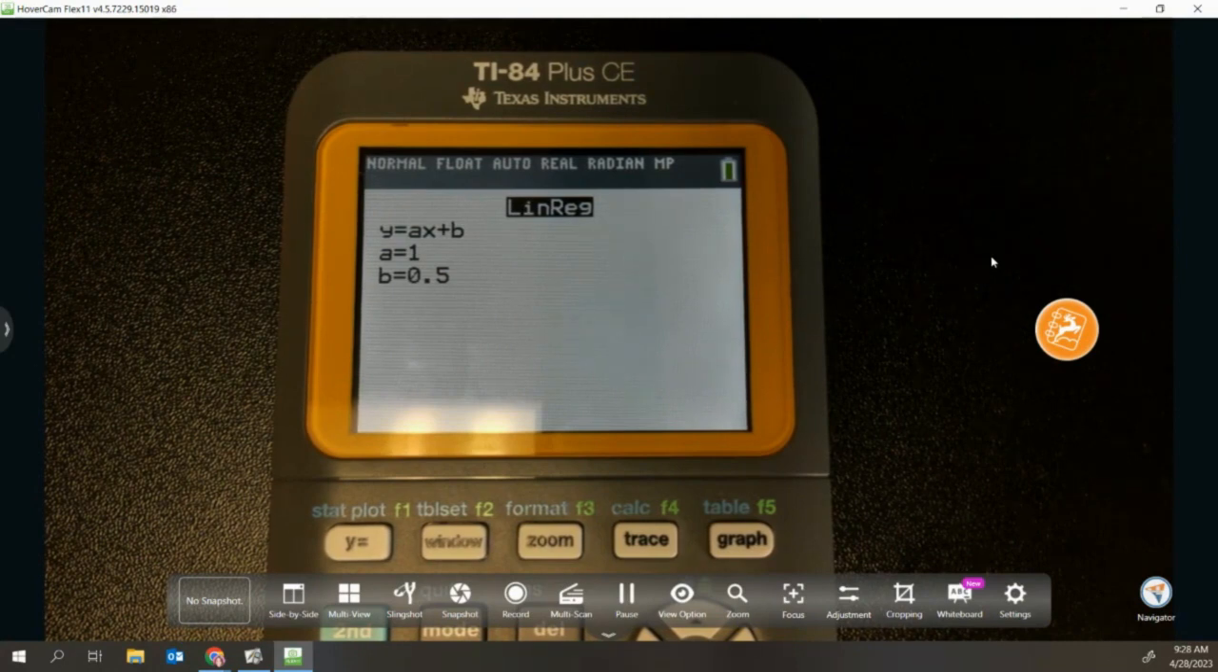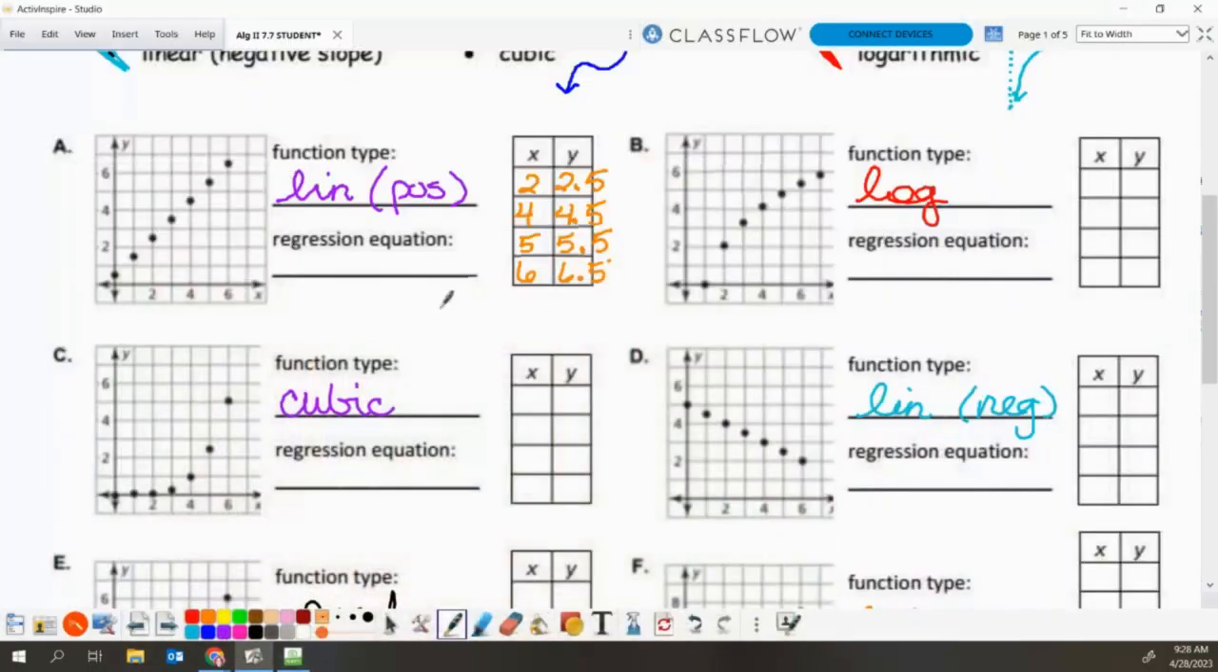So our linear equation for this guy is going to be y equals, what was our a? Y equals, our a was 1, x plus, what was our b? 0.5. And then you might possibly use that model to help you predict other data in the scenario. And that's what we'll get to when we do our application at the end.